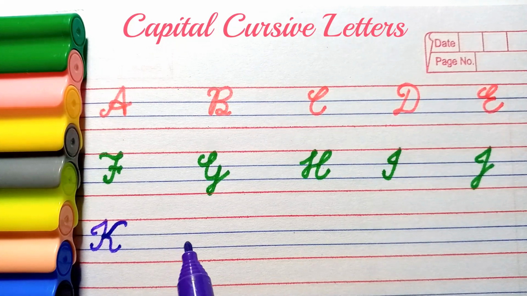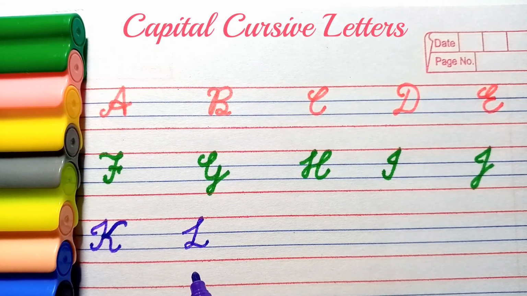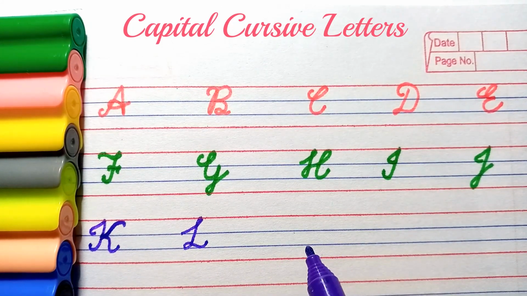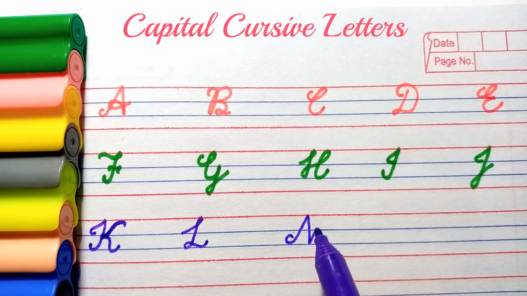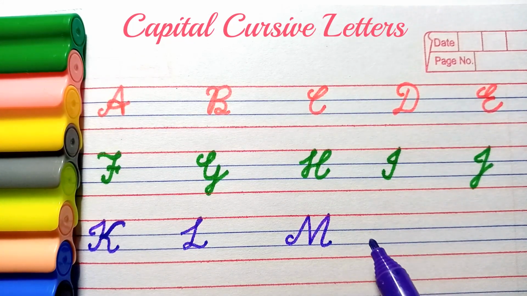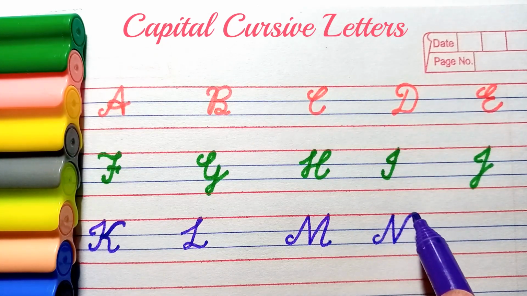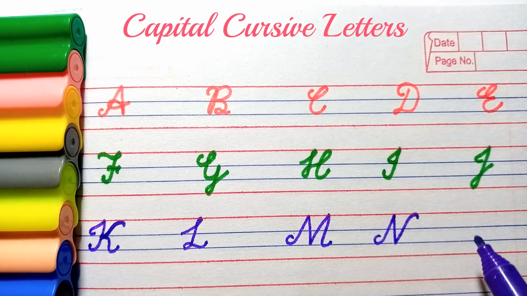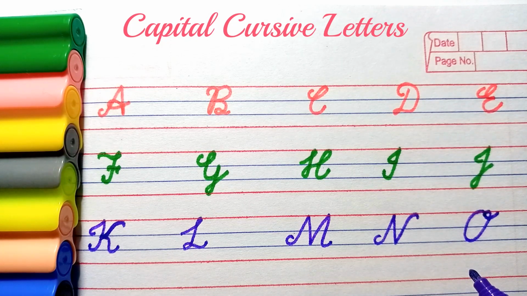K. K for king. L. L for lion. M. M for monkey. N. N for nose. O. O for octopus.